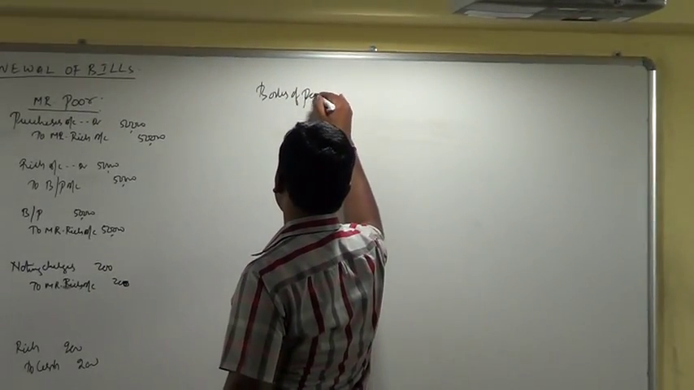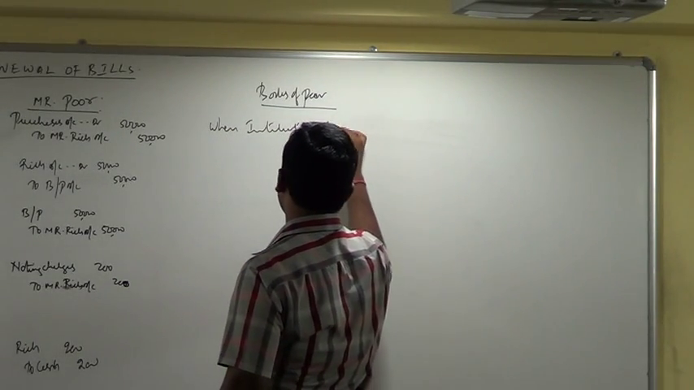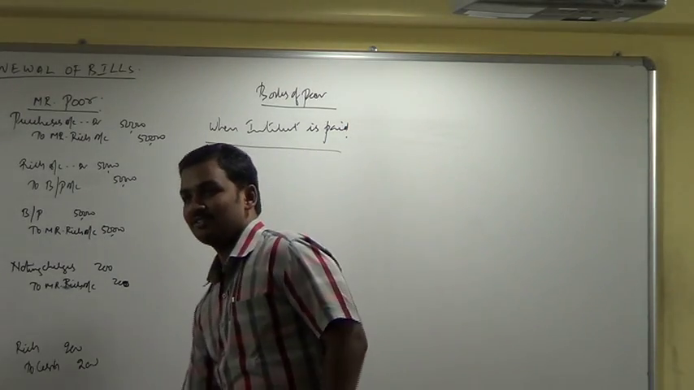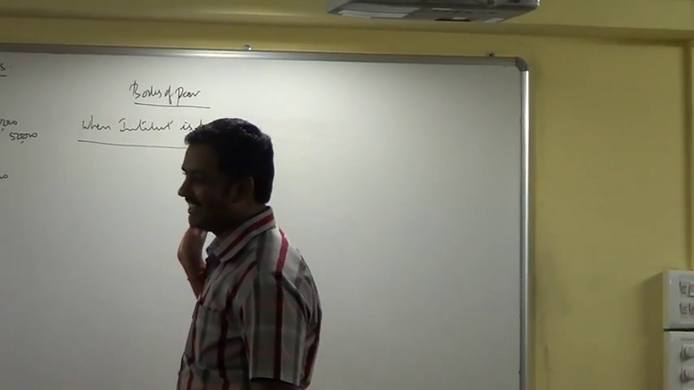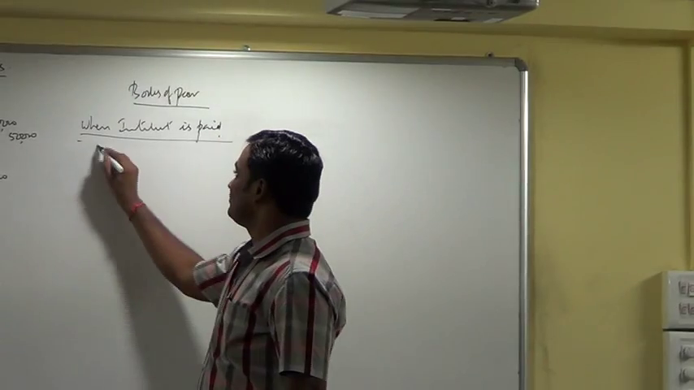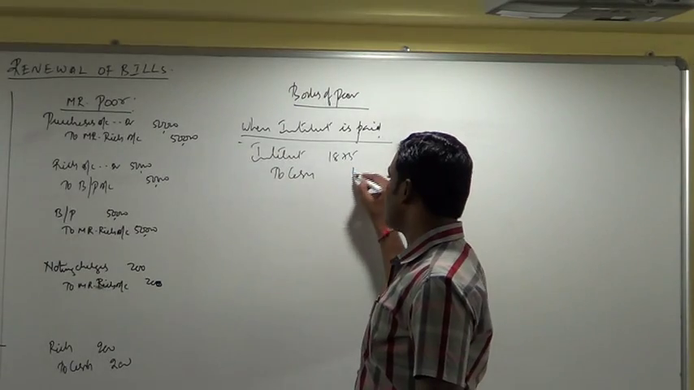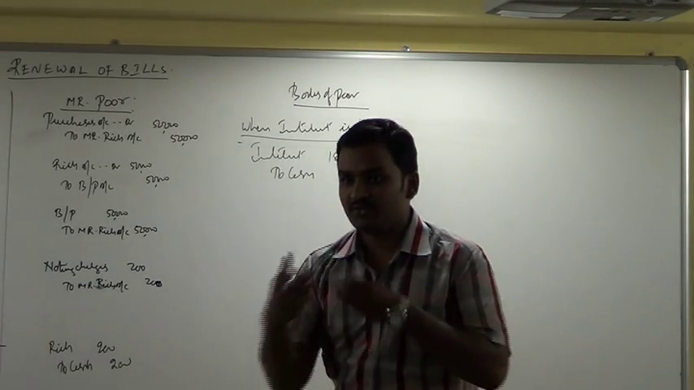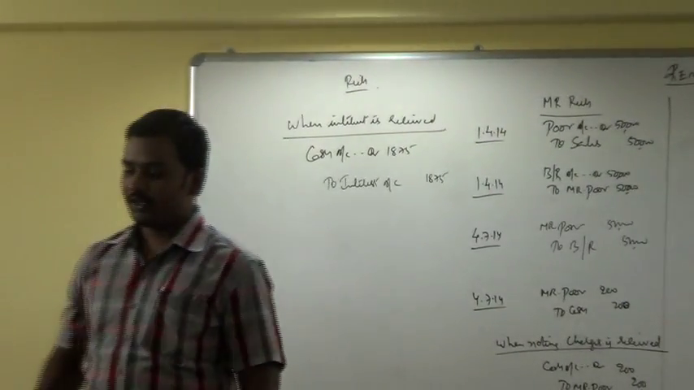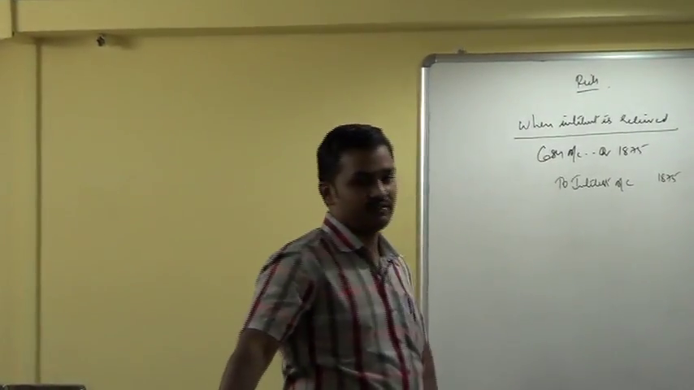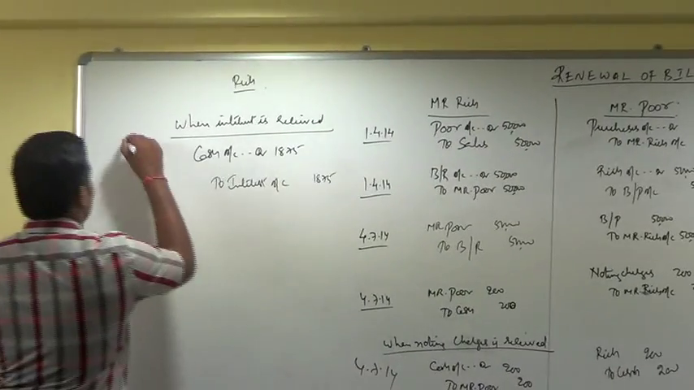Books of Poor, I continue here. When interest is paid. See, I cannot start writing on the wall, no. Your notebook is long, my notebook is broad, wide. When interest is paid, interest account debtor to cash account. Logic of this entry: I am paying cash for an expense called interest. Hence interest account is debited. Interest account debtor to cash account 1875. All these things are happening on what date? 4th July.